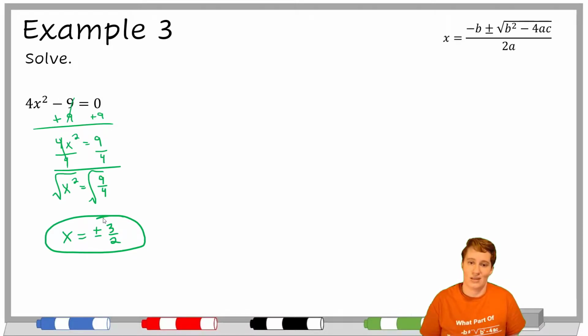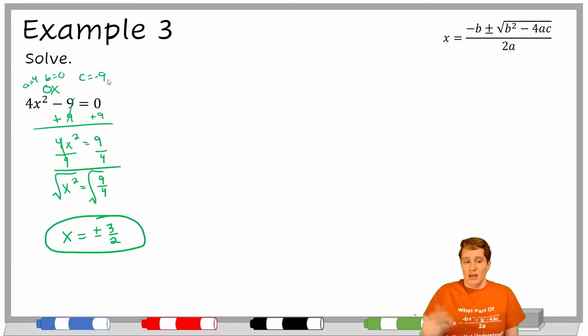See, now wouldn't that have been a lot more terrible to use the quadratic formula on? Since we don't have an x term, that would be b. So we'd have a equals 4, b equals 0, and c equals negative 9. And we'd plug it in, and it'd be fine, we'd work it out, and it wouldn't actually be that hard, but it would be, in my opinion, more work than what we just did. So, just thought I'd throw that out there.